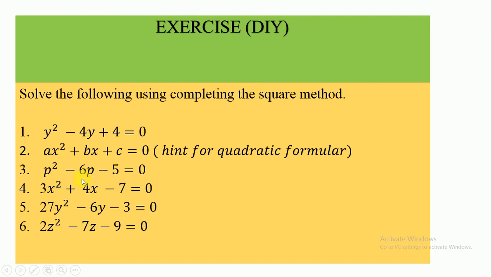So p squared minus 6p minus 5 equals 0. 3x squared plus 4x minus 7 equals 0. 27y squared minus 6y minus 3 equals 0. 2z squared minus 7z minus 9 equals 0.